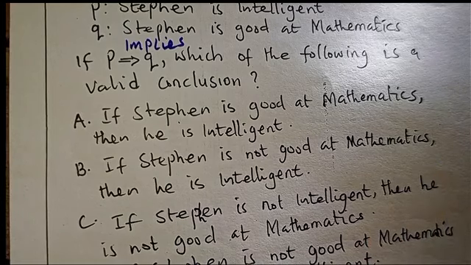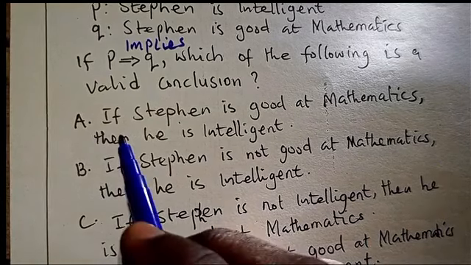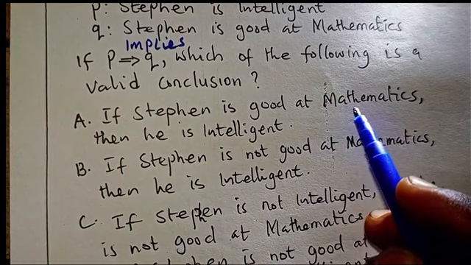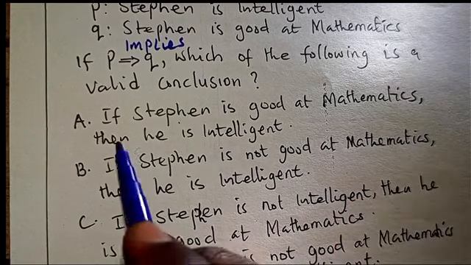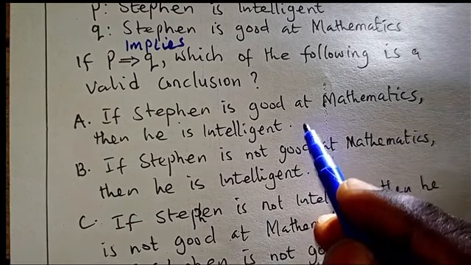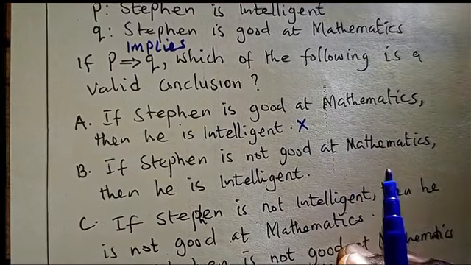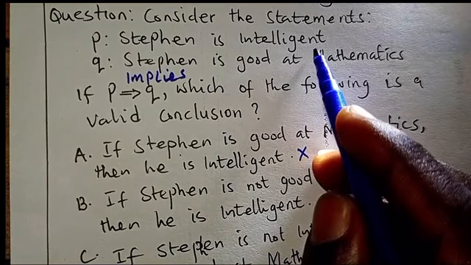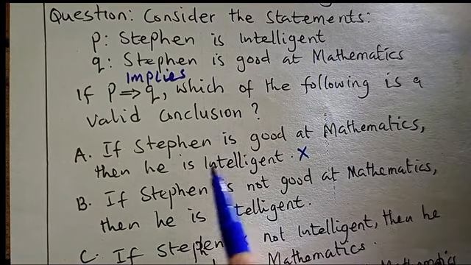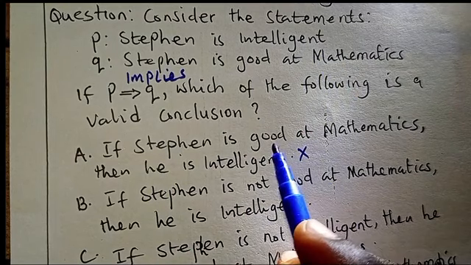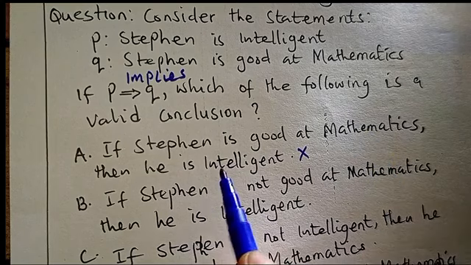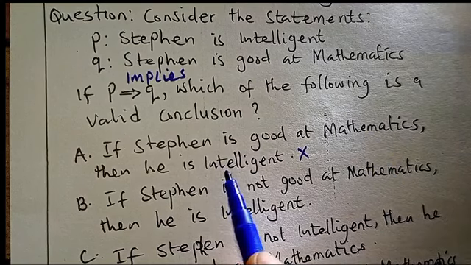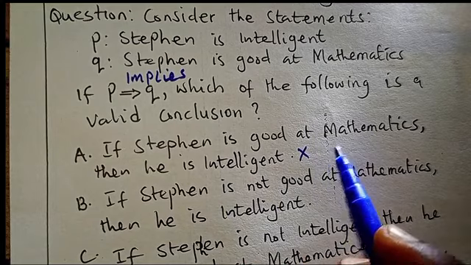Now let's look at the options. Option A: if Stephen is good at mathematics, then he is intelligent. So therefore A cannot be the solution, because from here you can see intelligent is the first statement, but here good at mathematics is the first and intelligent is the second, which shows that it is wrong.